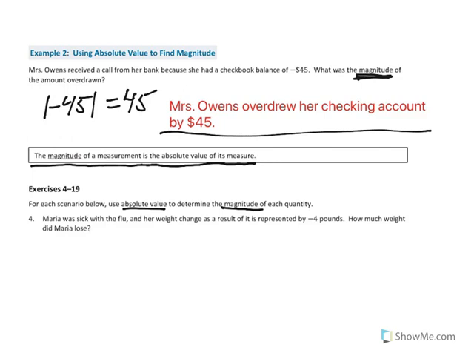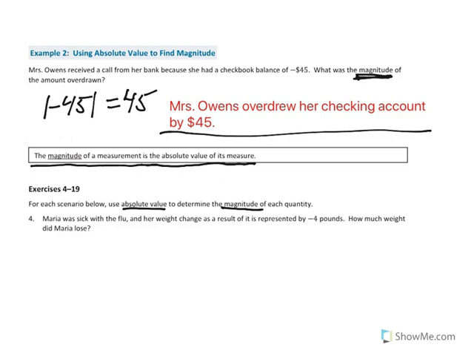Maria was sick with the flu, and her weight change as a result of it is represented by negative 4 pounds. We know that negative 4, because you have the flu, you lose pounds. So you have to understand the situation. She was sick, she lost pounds. They represented it by negative 4. Negative 4 pounds is a loss of pounds. How much weight did Maria lose was the question.